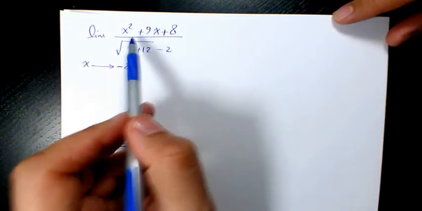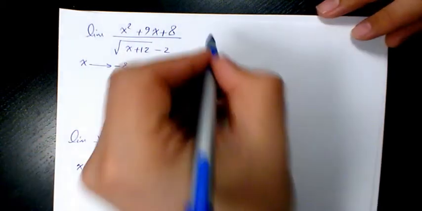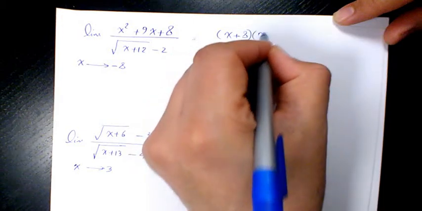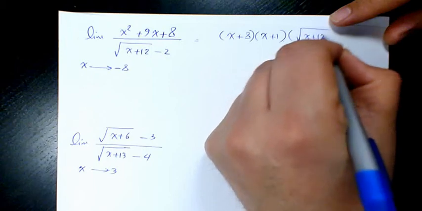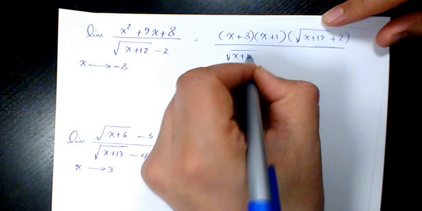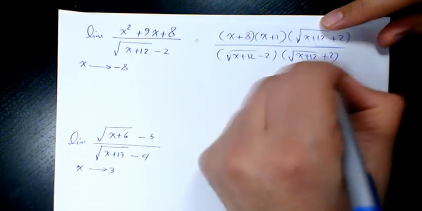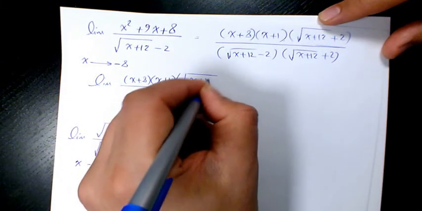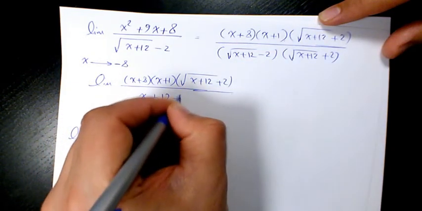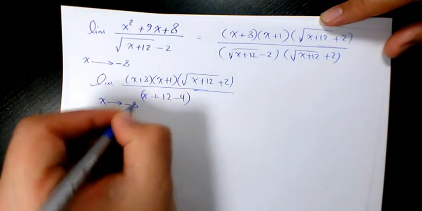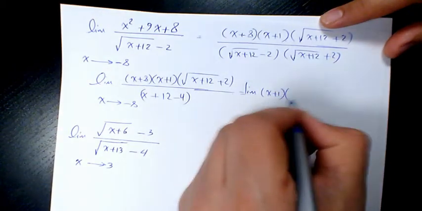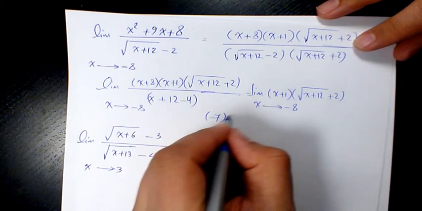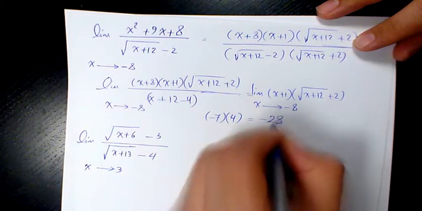Next one, you do the same thing here. You just sub it in to see if it's 0. That's going to be 0 over 0. Then you can factor the numerator. It is going to be x plus 8 times x plus 1. You multiply it by square root of x plus 12 plus 2, which is the conjugate of the denominator, square root of x plus 12 minus 2 times square root of x plus 12 plus 2. That's going to be the limit of x plus 8, x plus 1, square root of x plus 12 plus 2 over x plus 12 minus 4, which is x plus 8, and then you cancel it from numerator and denominator. It's going to be the limit of x plus 1 times square root of x plus 12 plus 2 when x is approaching negative 8. That will make it negative 7 times 2 plus 2, 4, and that's going to be negative 28.